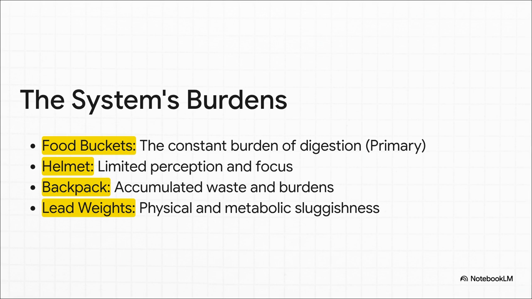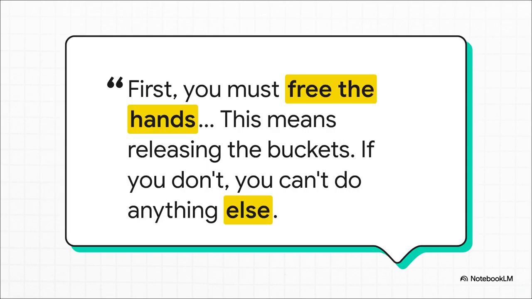But, and this is key, there is a clear and totally non-negotiable order of operations for removing. The protocol is strictly sequential. You can't take off the helmet, you can't take off the backpack if your hands are full carrying the buckets. The first step, the absolute prerequisite for everything else, is you have to put down the food buckets.